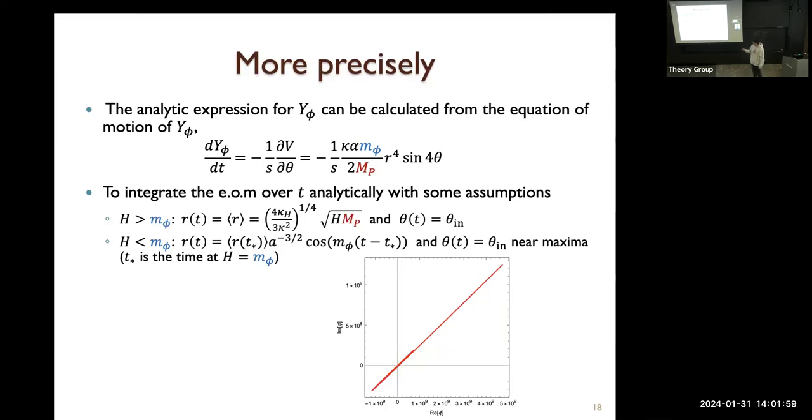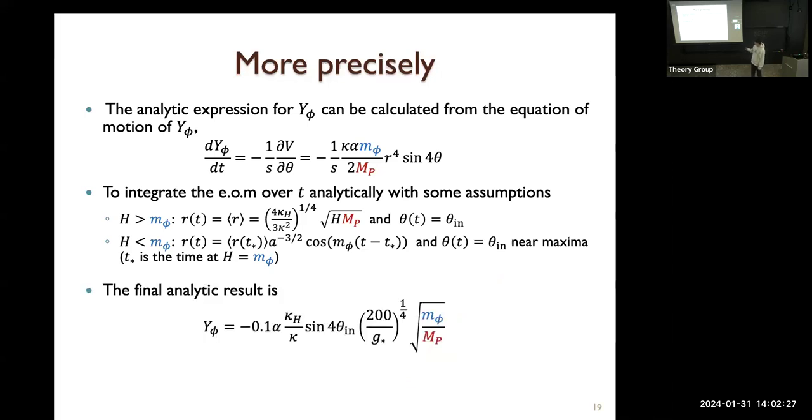So the radial field is the expectation of R at T star, where T star is H equals m phi. And it scales as matter, so there's H to the minus 3/2, and there's a cosine term with frequency m phi. Then theta of T of course changes over time, but at the minimum, this almost stays at the initial value. So combining all this, we get the asymmetry in this term.